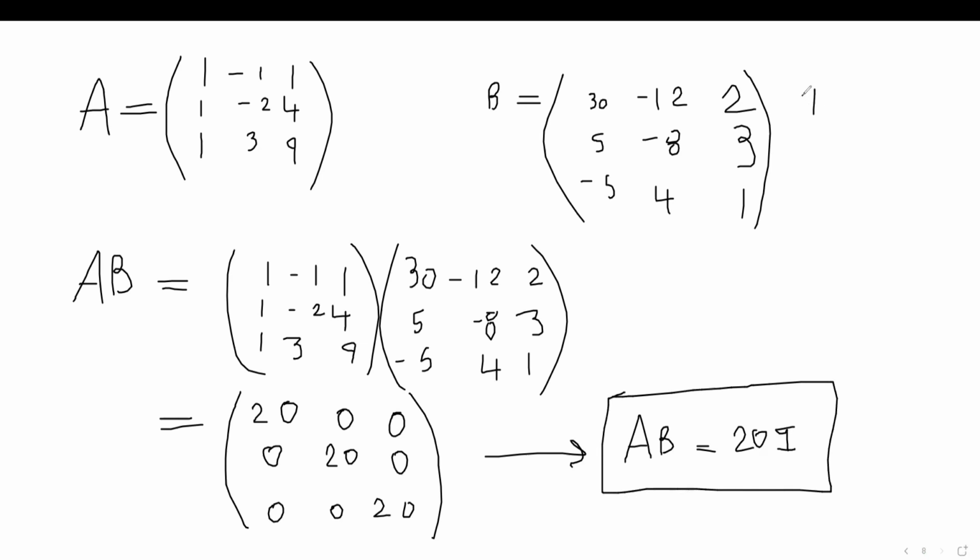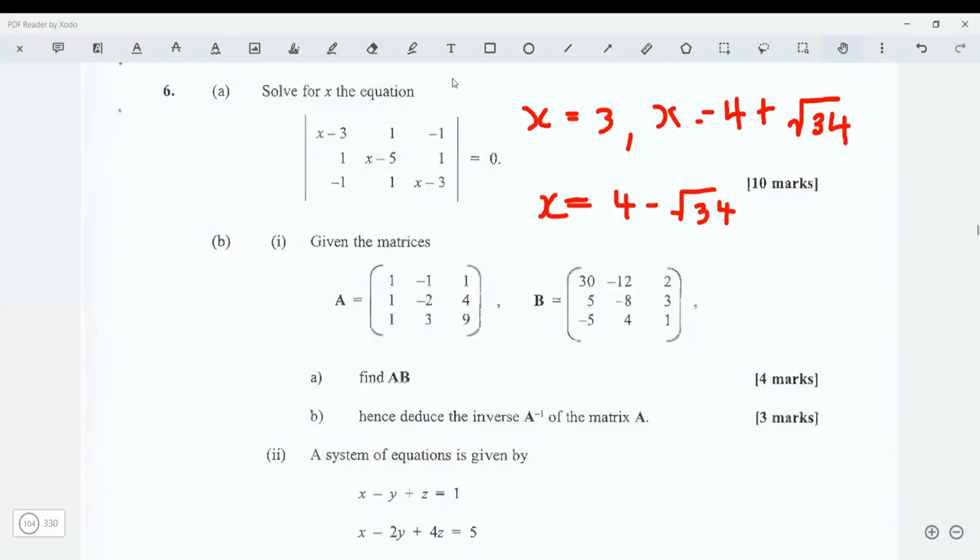That's A times B, 20 times the identity matrix I. Remember what is the identity matrix? The identity matrix is 1, 0, 0, 0, 1, 0, 0, 0, 1. That's the identity matrix. 20 times this matrix gives you AB. So again, AB is 20 times I, where I is the identity matrix.